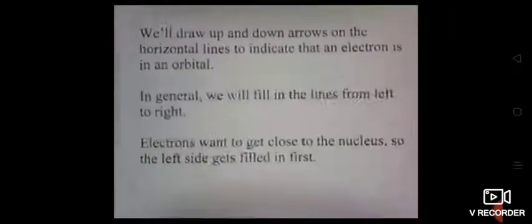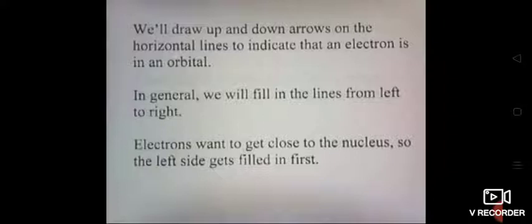When you see this, you have to draw the arrow lines diagonally. Practice by writing on paper: 1s, 2s, 2p, 3s, 3p. First you strike 1s, next 2s, next 2p. It will go in such a way. We fill the lines from left to right. The left will be filled first, then the right will be filled.